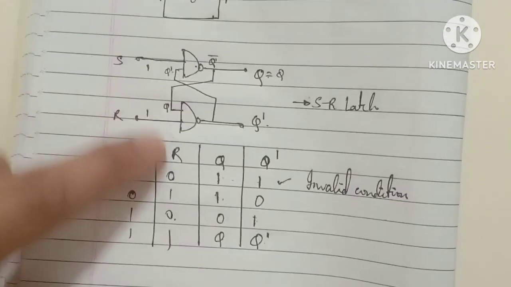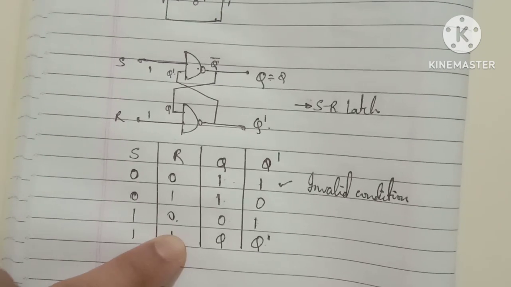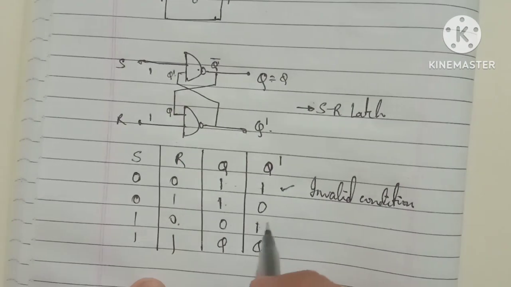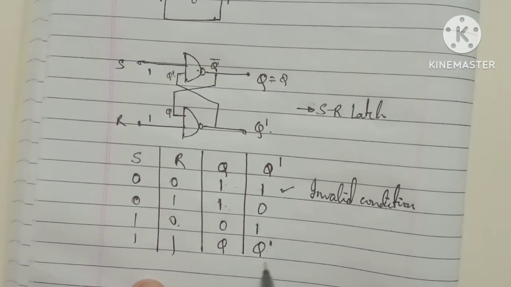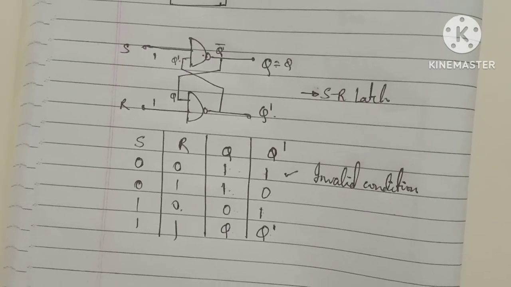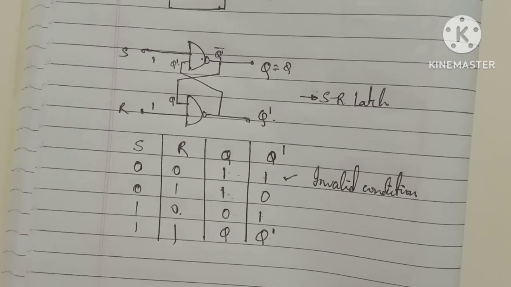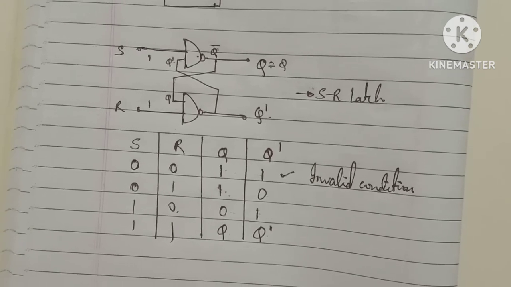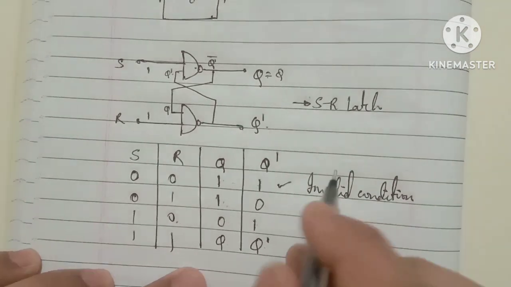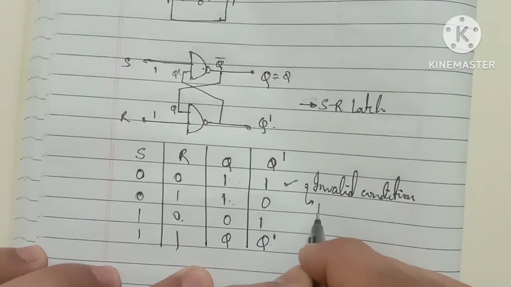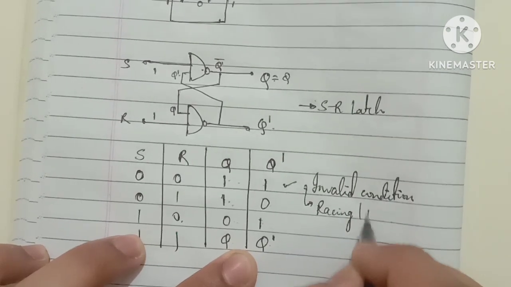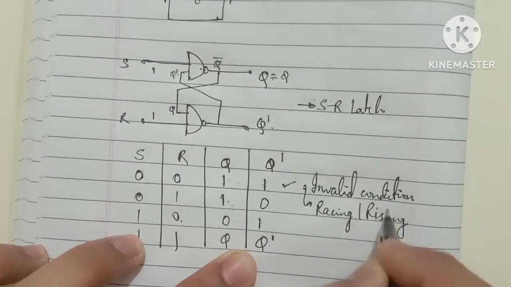We have given some inputs to this latch, and we got some conditions. These are the valid conditions, because we are getting the complement of the output, but here we are not getting it. This is called an invalid condition. This condition is also called the racing or rising problem, also called an invalid state. This is a problem in latches.